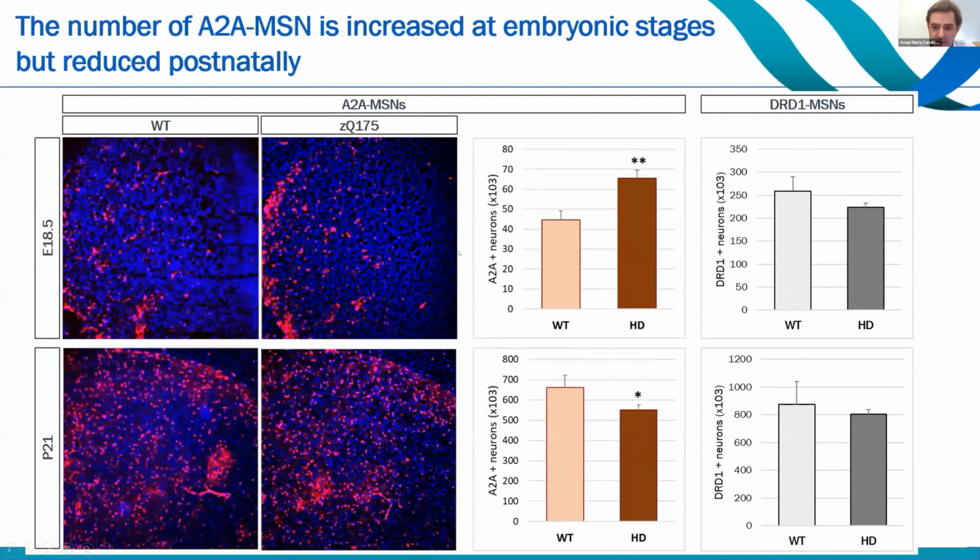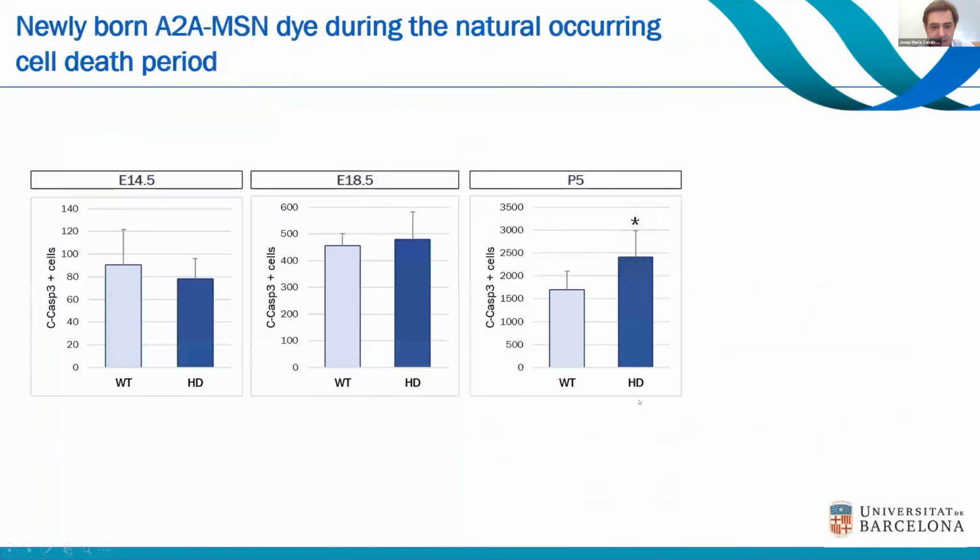This produced an increase in the number of A2A positive cells at E18. However, when we checked the number of cells at P21, we were surprised by the decrease of total A2A positive cells at this stage. And the only explanation is that there is cell death at postnatal stages.